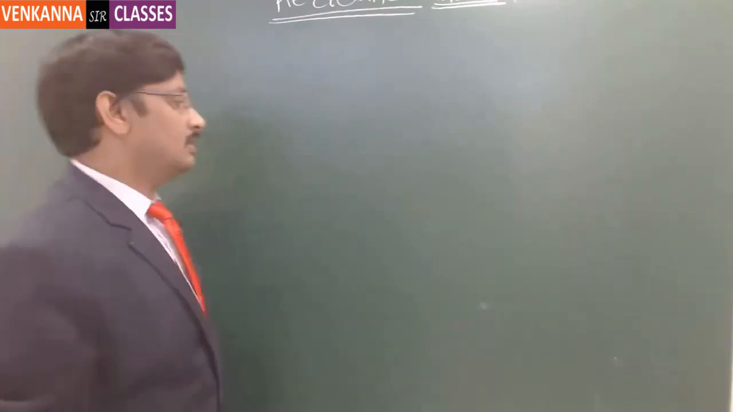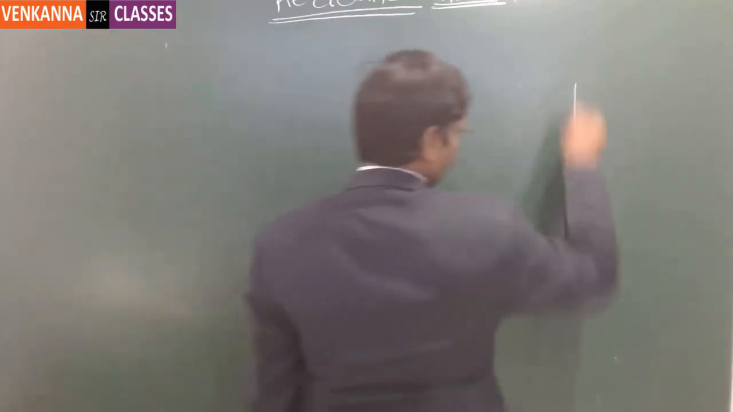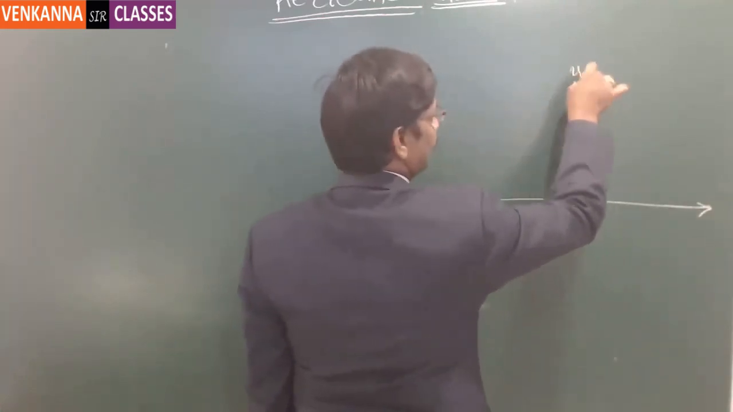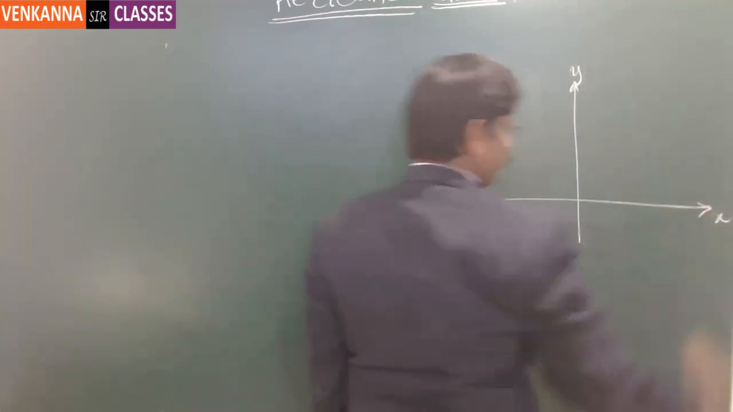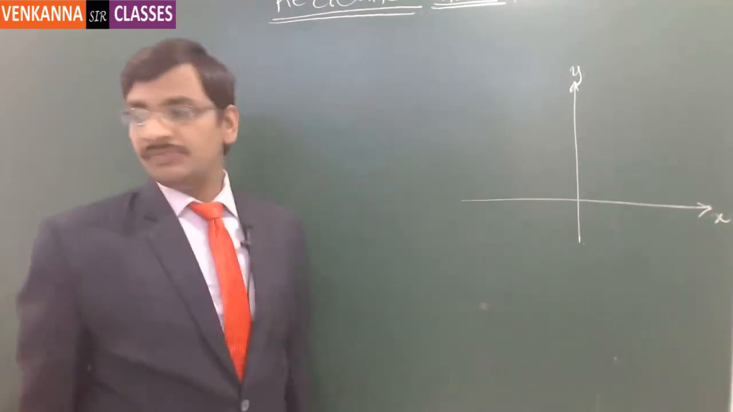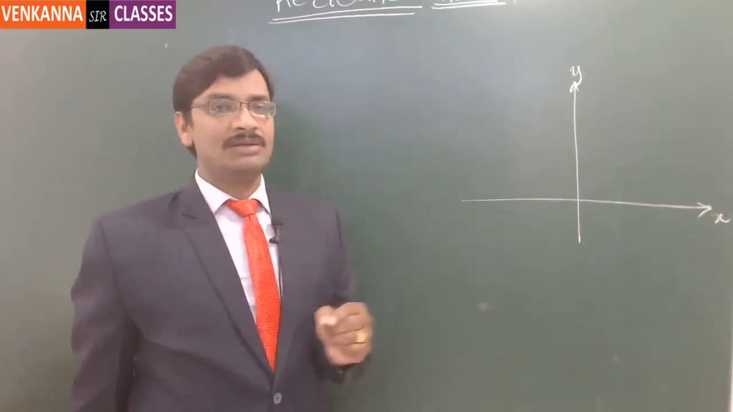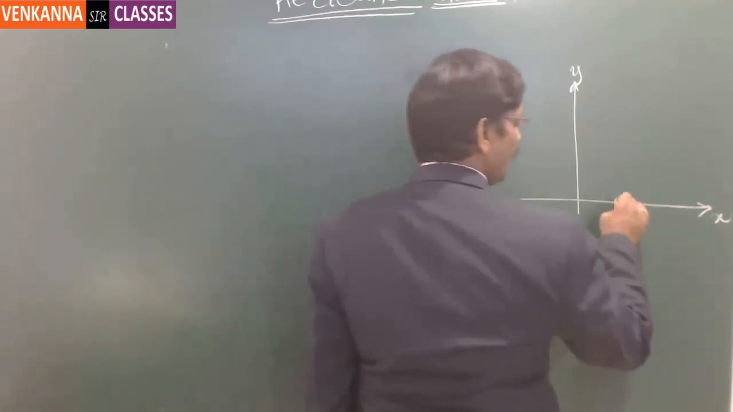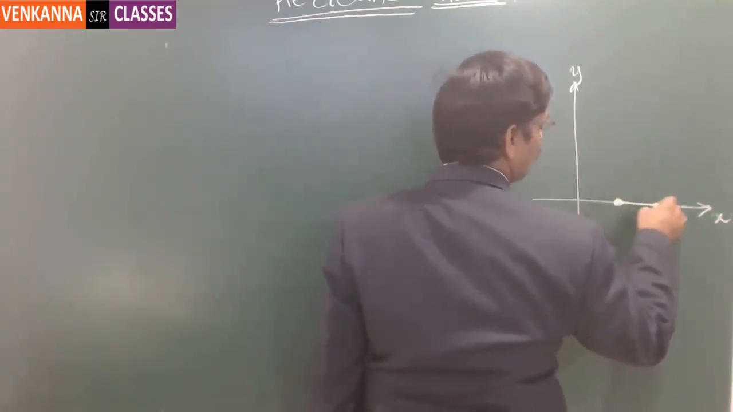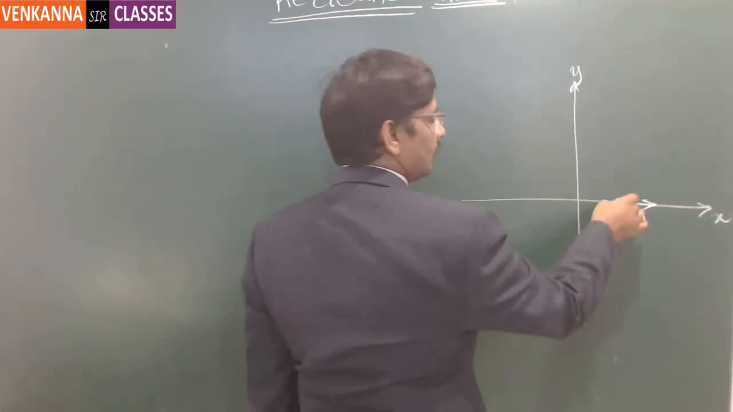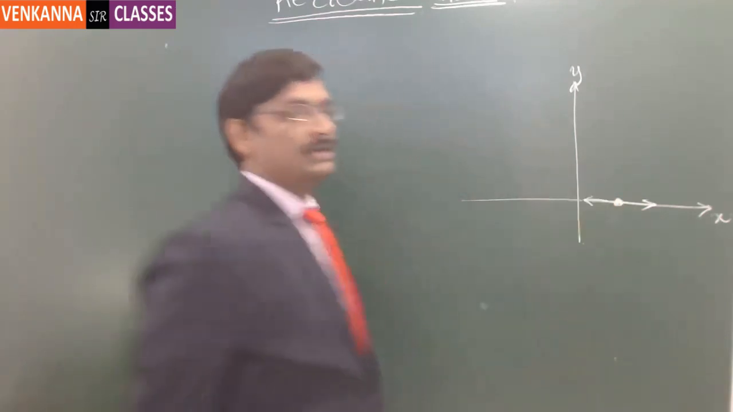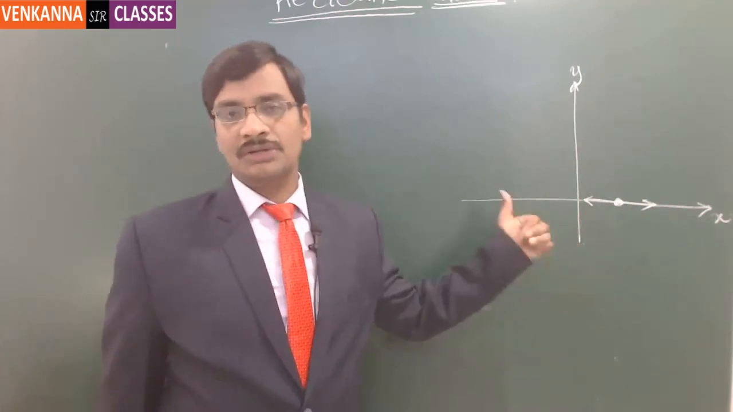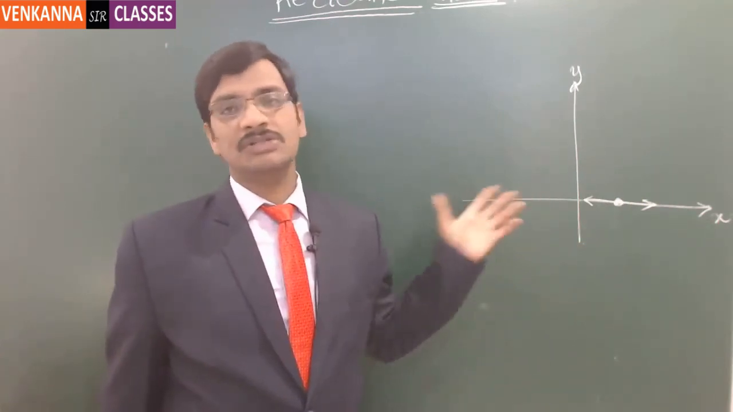Suppose you take our normal two-dimensional coordinate system like this. This is the y-axis and this is the x-axis. Now on this x-axis we are identifying a particle which is traveling. This particle will be traveling only along the x-axis, maybe in this direction or maybe in this direction. So the velocity, the acceleration, or the displacement is always a function of x only.